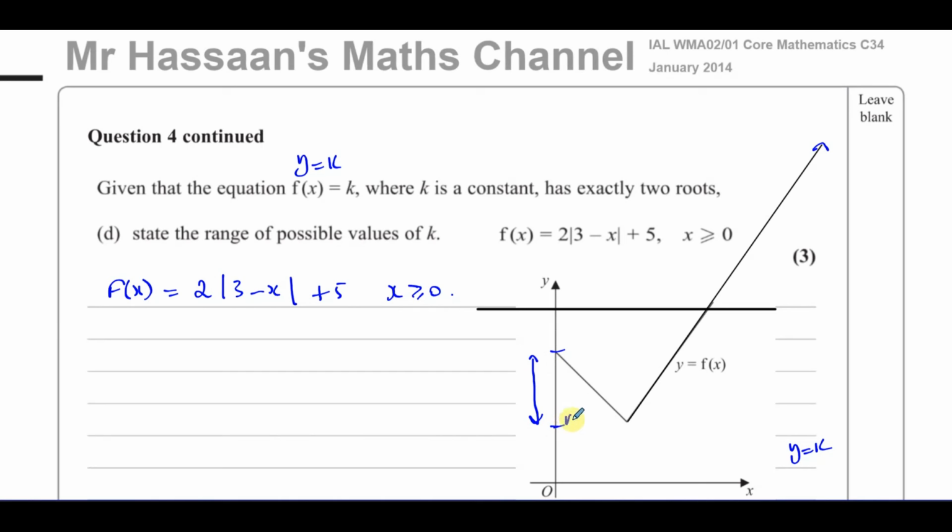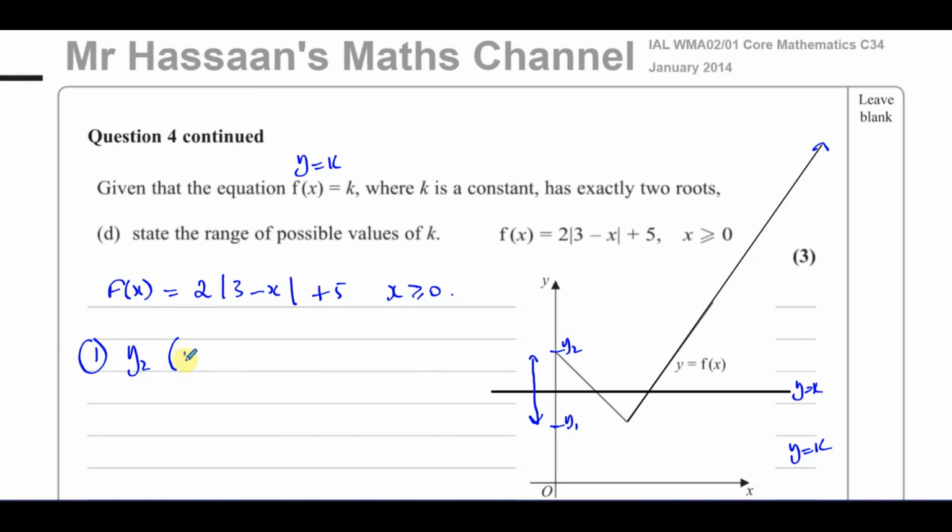Let's call these y1 and y2. Those are the two values between which there will be two distinct roots. So when k is greater than this y value and when k is less than this y value, between those values, there will be two distinct roots. I hope that's clear for you all. Okay, this is the line y equals k. So we've got to find the values of these 2 points. We need to find this point. Let's call it y2 first.